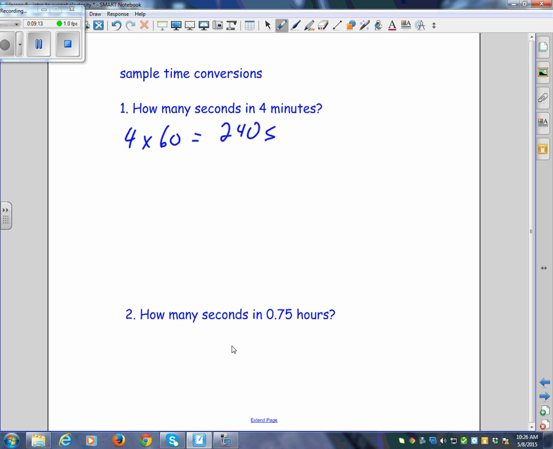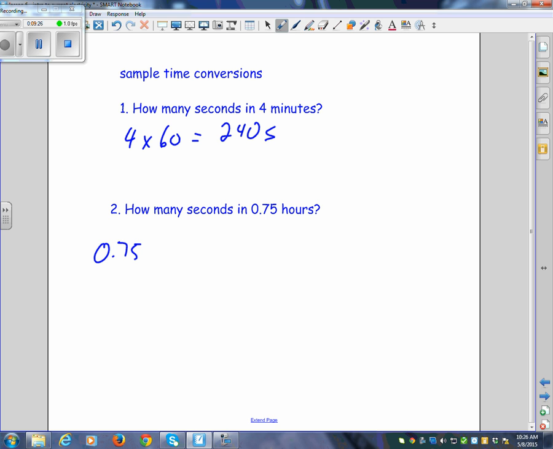How many seconds in 0.75 hours? That's 45 minutes, right? If you don't know that 0.75 hours is 45 minutes, how would you do that? 0.75 times 60, you move the decimal, and you get 45 minutes, and then 45 times 60. That one I can't do in my head.